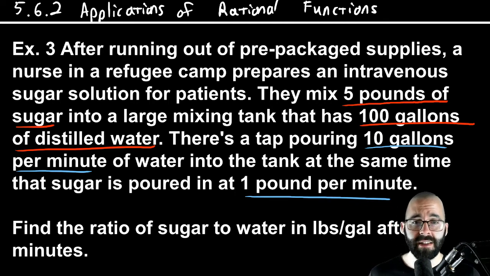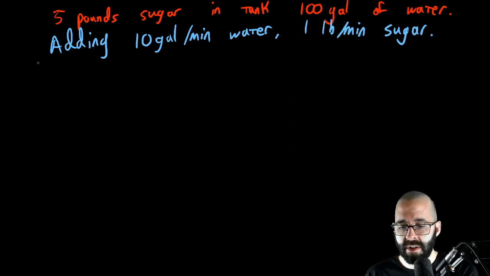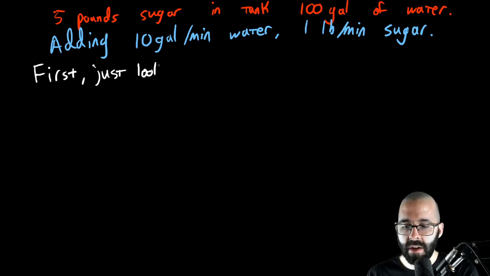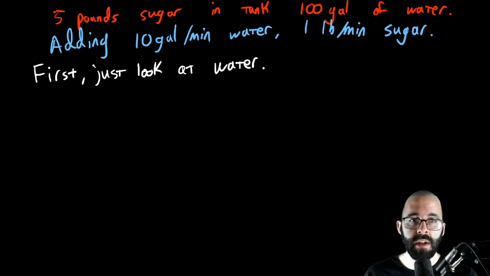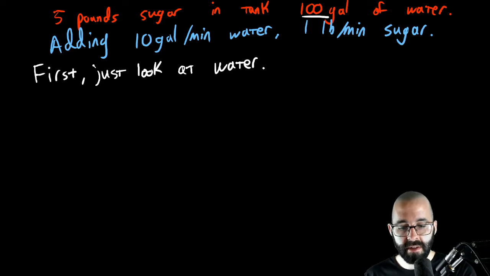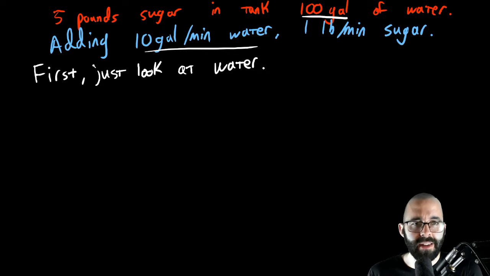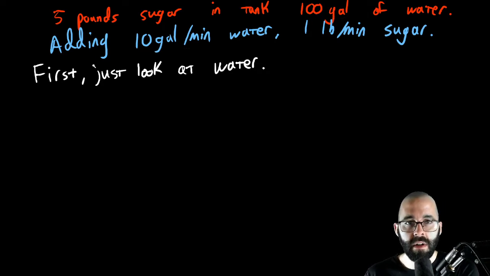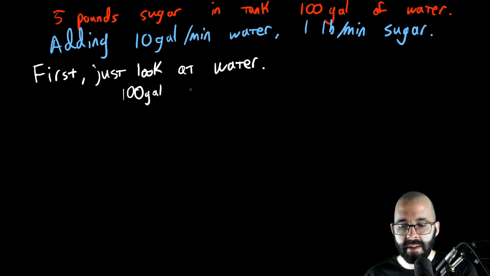So that's a tall ask, right? It's asking us to model something for sugar and model something for water and then put them together. Well, let's do it separately first. First, let's just look at water. How is the water changing over time? So originally there's 100 gallons and we're adding 10 gallons per minute. How can we write that down? Right? 100 gallons at the start and then 10 gallons every minute.